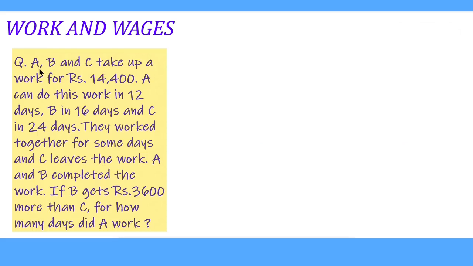Our next question is: A, B and C take up a work for rupees 14,400. A can do this work in 12 days, B in 16 days and C in 24 days. They work together for some days and C leaves the work. A and B completed the work. If B gets rupees 3,600 more than C, for how many days did A work? We will solve this question by the normal or traditional method as well as by the shortcut method.